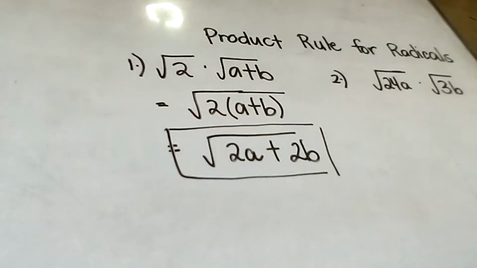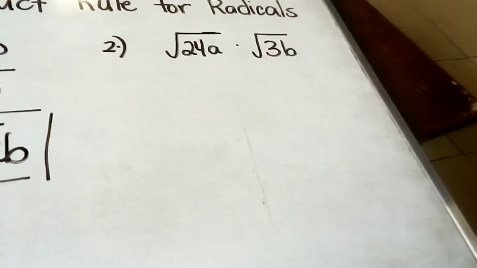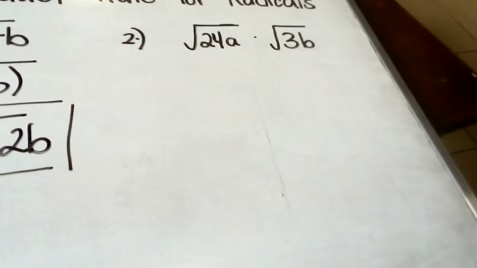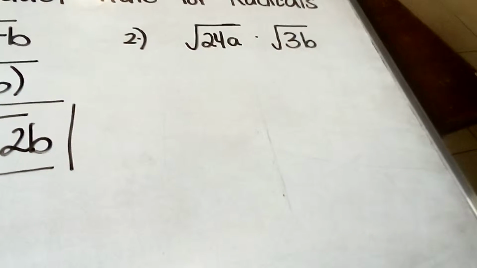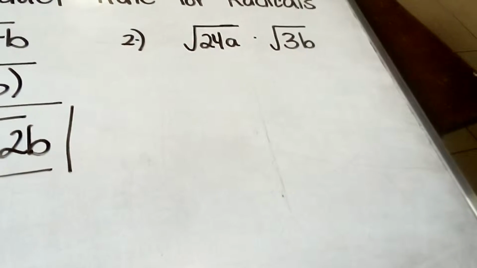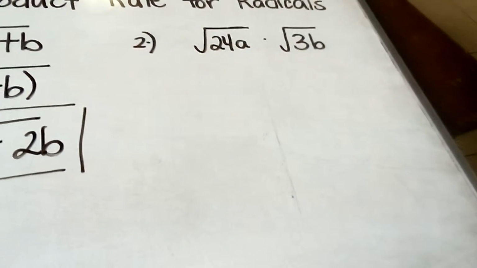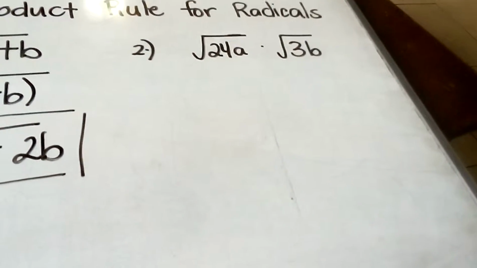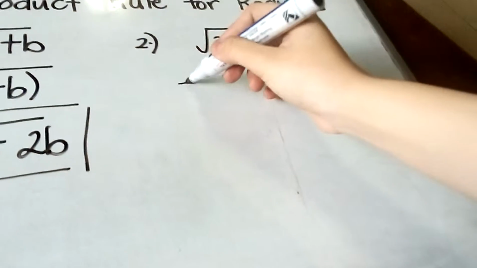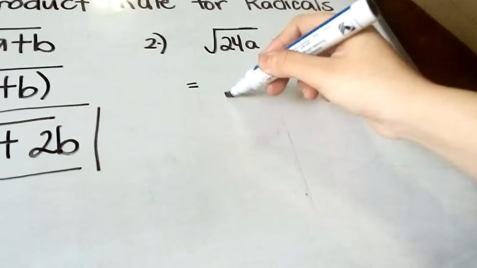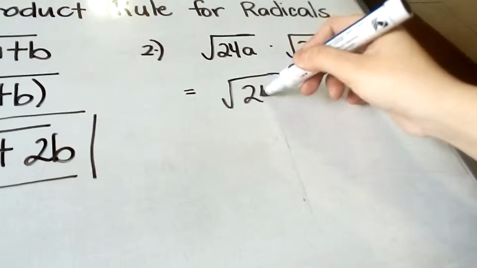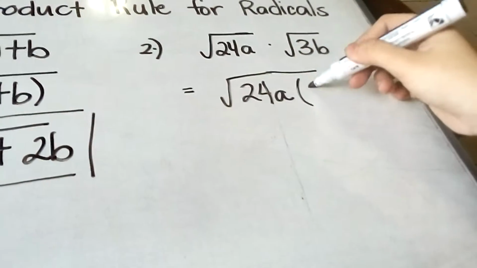Problem number 2 is square root of 24a multiplied by square root of 3b. It's also the same as multiplying the radicands. 24a multiplied by 3b, which is 72ab.